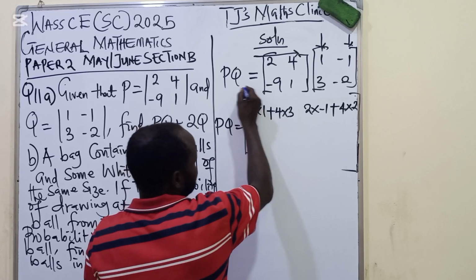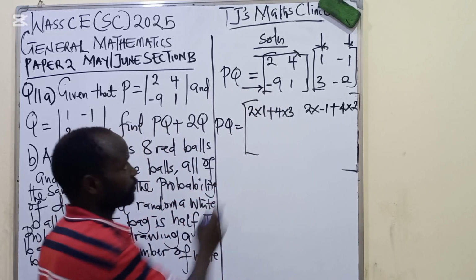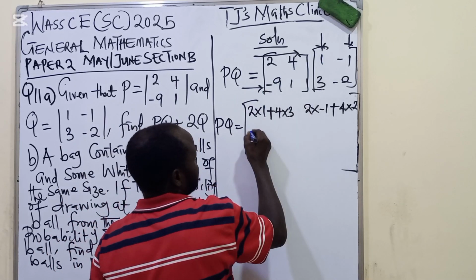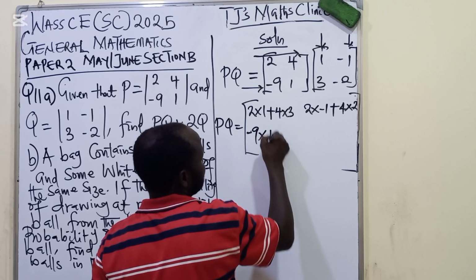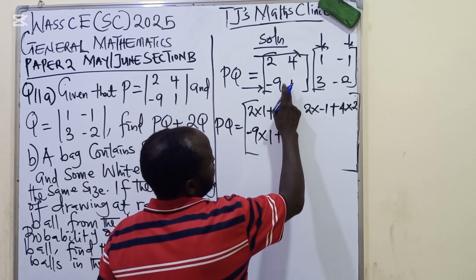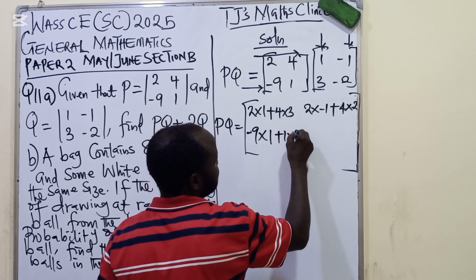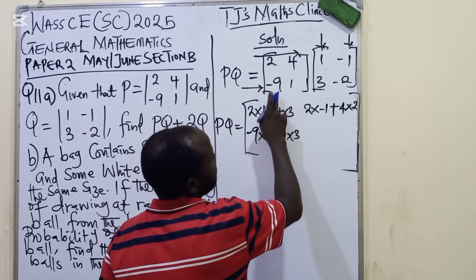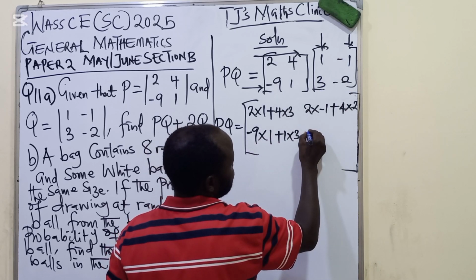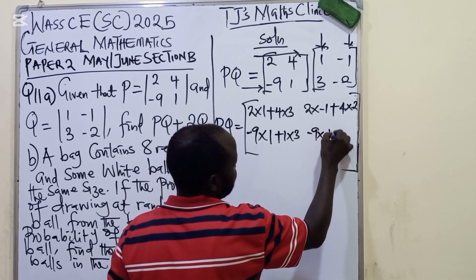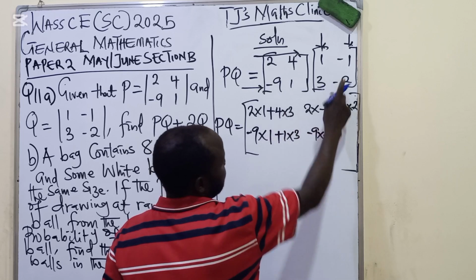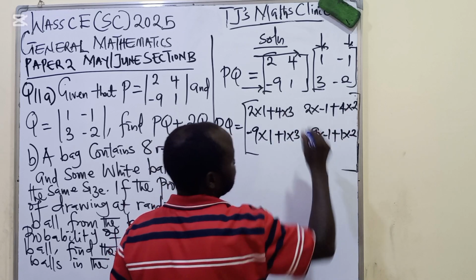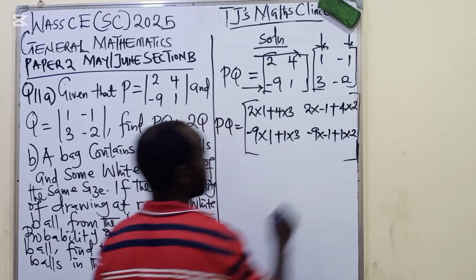We'll pick the next row now, which is the second row. To be minus 9 times 1, plus 1 times 3. We leave space as well. We do the same. Minus 9 times minus 1, plus 1 times minus 2, like this. So this is what we are going to have.